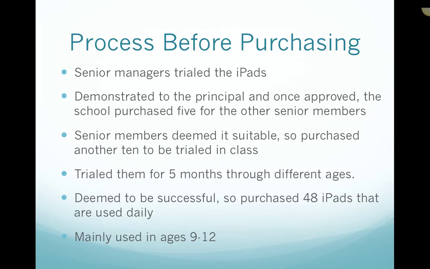Before purchasing the iPads, the primary school went through a series of events to assure a good decision was being made. First, the senior managers trialed them and then demonstrated to the principal their use. Once the iPads were approved, the school purchased 5 for the other senior members. Once they deemed them suitable, the school purchased another 10 to be trialed in class. They were then trialed for 5 months throughout the different age groups. After they were deemed successful once again, Redoubt Primary School purchased a total of 48 iPads, which are now used daily. They are mainly used for ages 9 through 12, but the younger kids still get to use them sometimes.